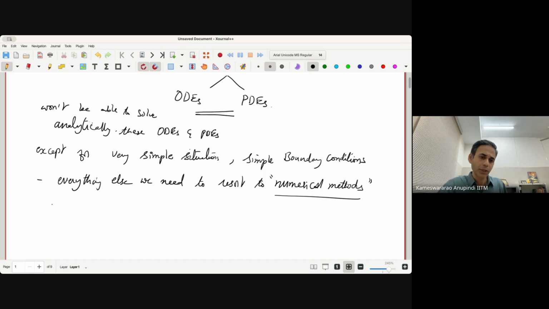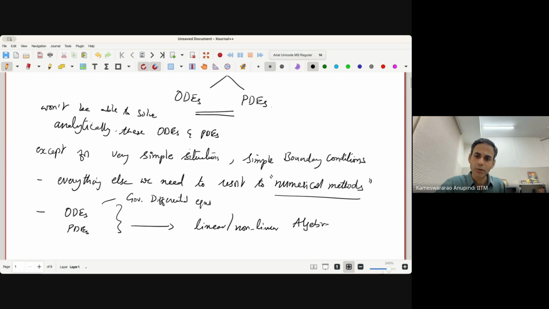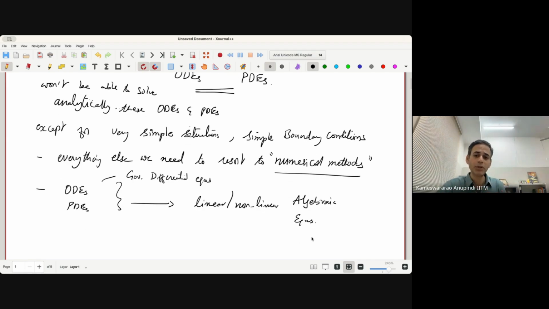Okay, so that means we should keep in mind that when we solve these equations, what we are trying to do is convert these ODEs and PDEs, which are basically the governing differential equations, into a set of linear or nonlinear algebraic equations, right? So we distinguish between partial differential equations, ordinary differential equations and algebraic equations. We are going to convert all of them into algebraic equations, whether they are going to be linear systems or nonlinear systems.